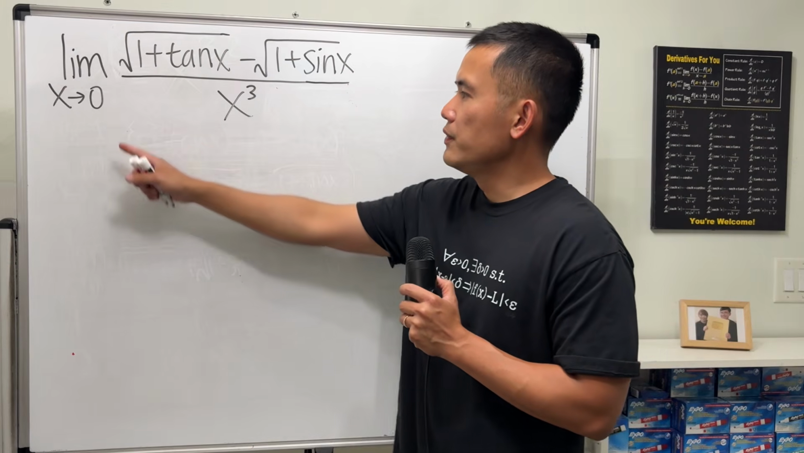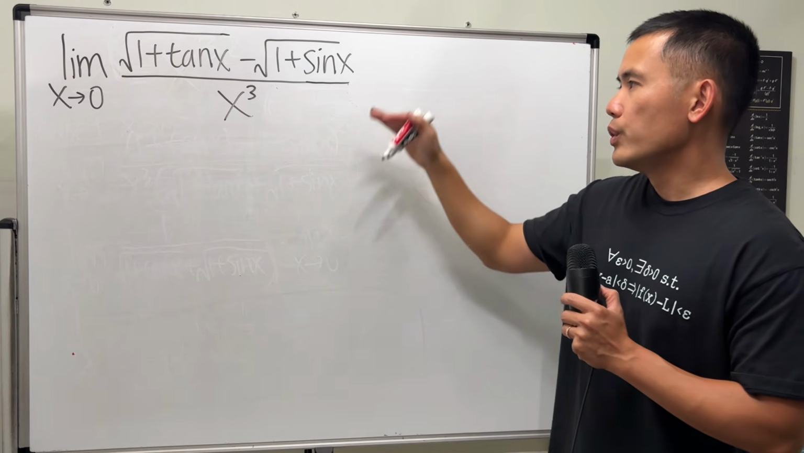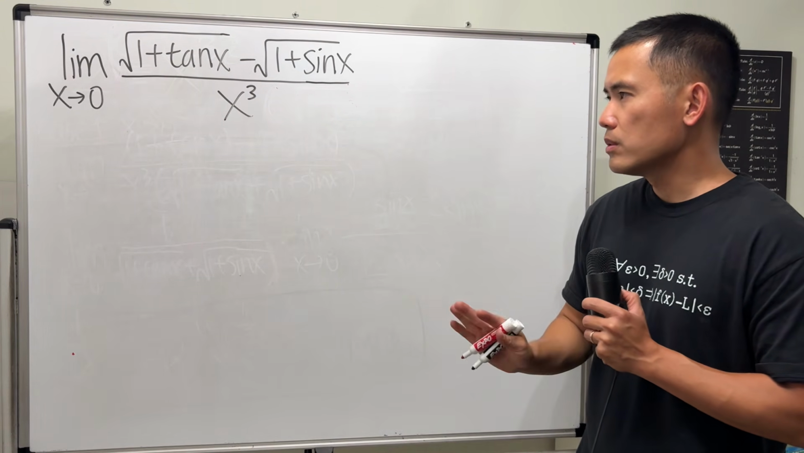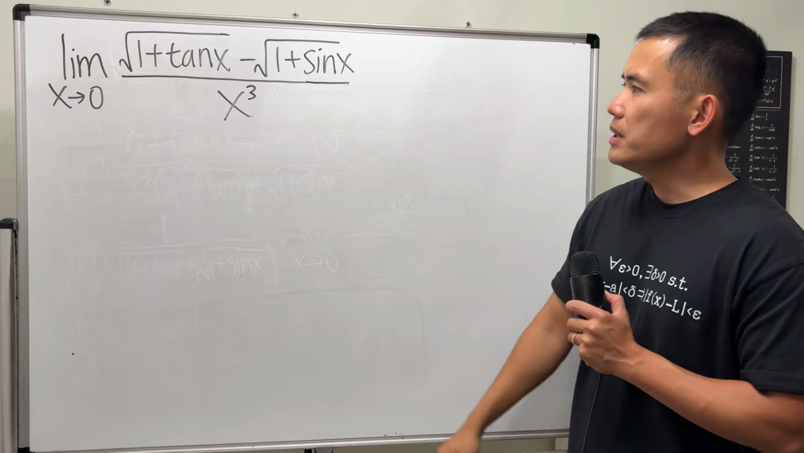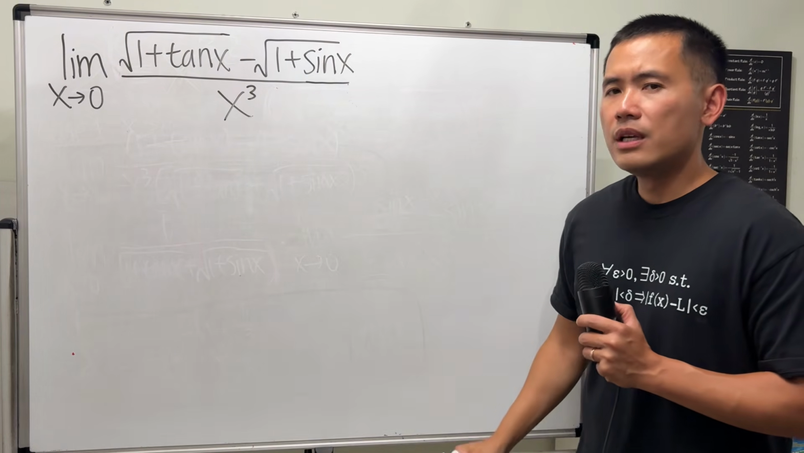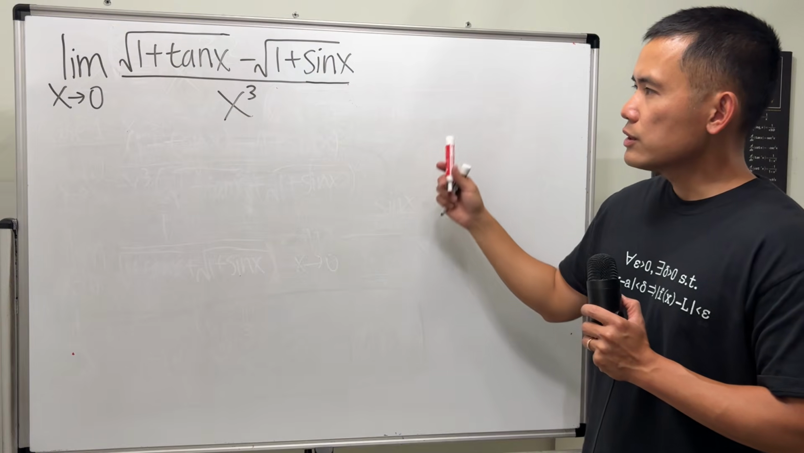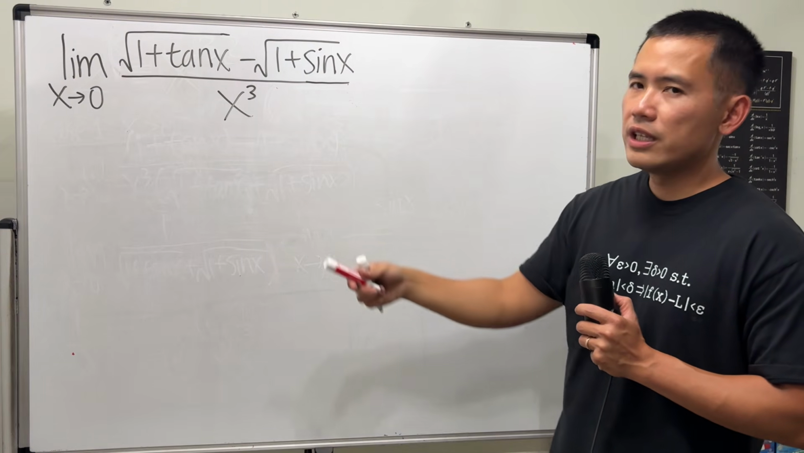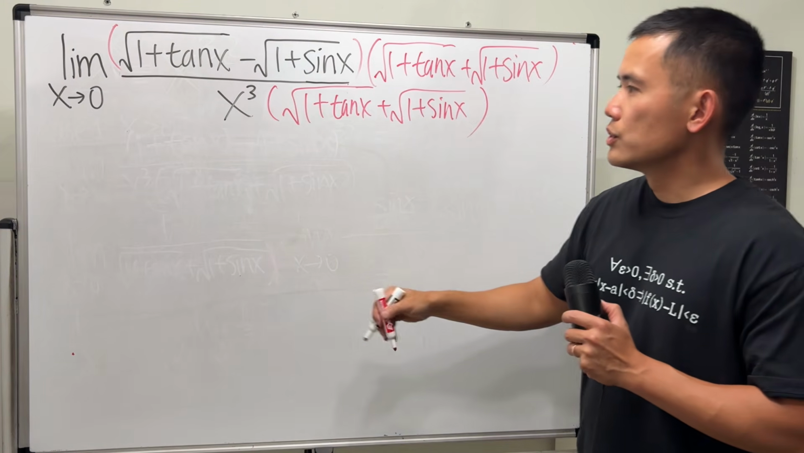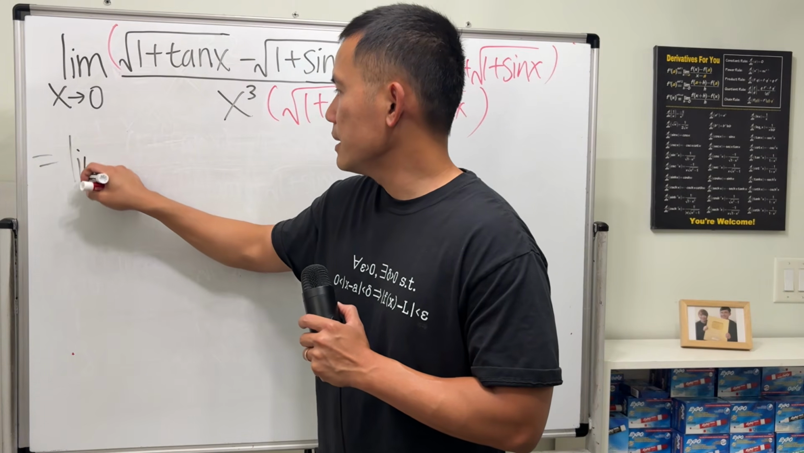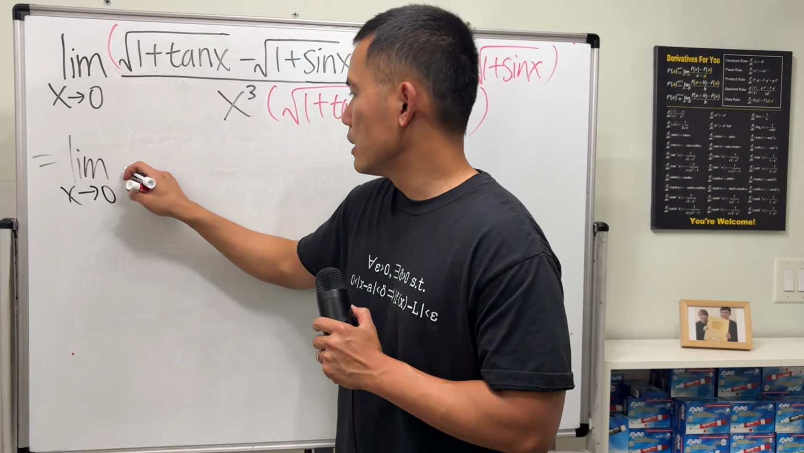First, if you put 0 into all the x's, we do get 0 over 0, but don't do L'Hopital's rule yet, because we have square roots on the top. So maybe let's try to multiply the top and bottom by the conjugate and see what happens. So when we do that, we will have the limit as x approaching 0.